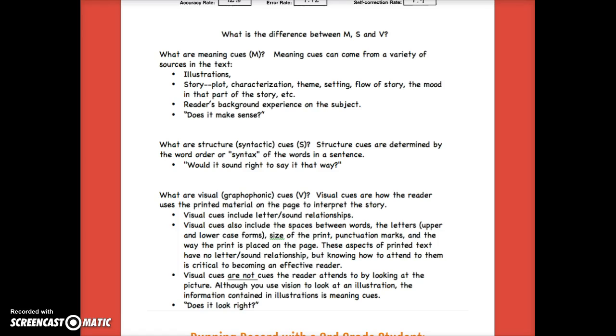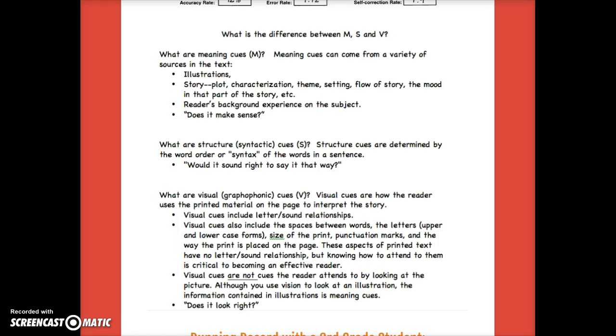When we're talking about MSV, which I'm sure everyone has heard, just to dig a little bit deeper into that, M is for meaning cues, and those can come from a variety of sources. Are they making sense of that from the illustrations, from the plot, the characters, the setting, the mood, those types of things? A lot of times the reader's background experience and schema can play into that because if they have a lot of background knowledge with the subject matter, it's much easier for them to make sense of the story as they read.